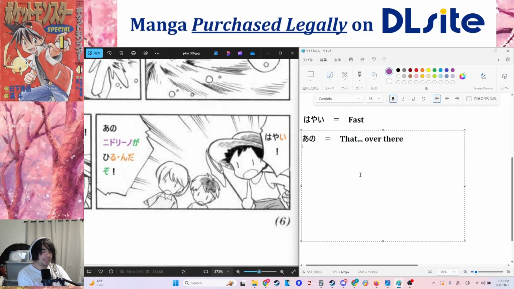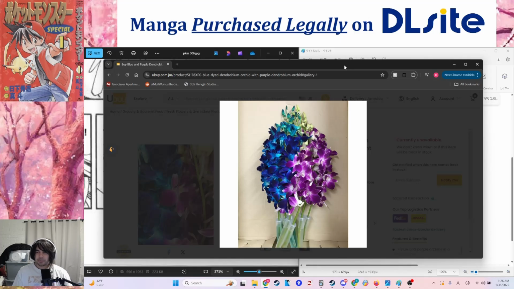Next Pokemon name is going to be a little bit disappointing. It is just Nidorino. There's nothing special about Nidorino's Japanese name, but I will teach you a little bit about where it comes from. So Japanese orchids come in 2 colors. You've got blue ones and you've got purple ones. There is a Pokemon type in Japanese known as Nidoran.